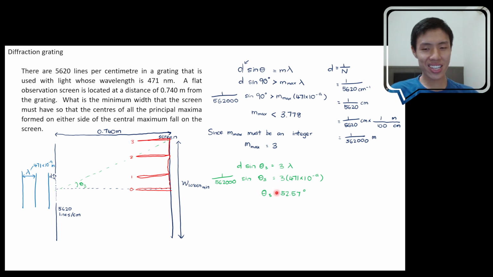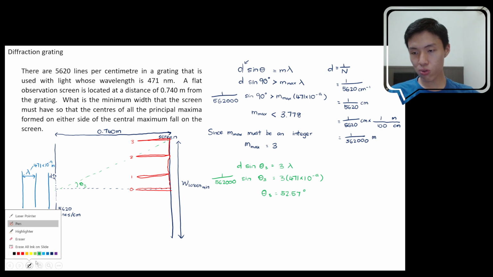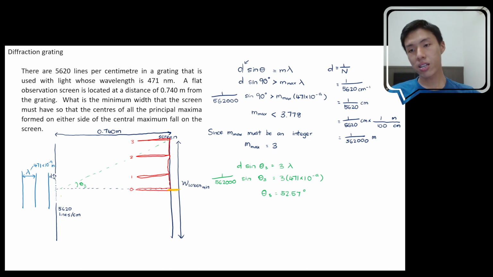Okay, so this is theta 3 over here. Now we need to use this theta 3 to obtain information about the width of the screen. We know that we can split the width of the screen into two parts. Let's break it in the middle. Then you can see that what you have here is actually a triangle, a right angle triangle.